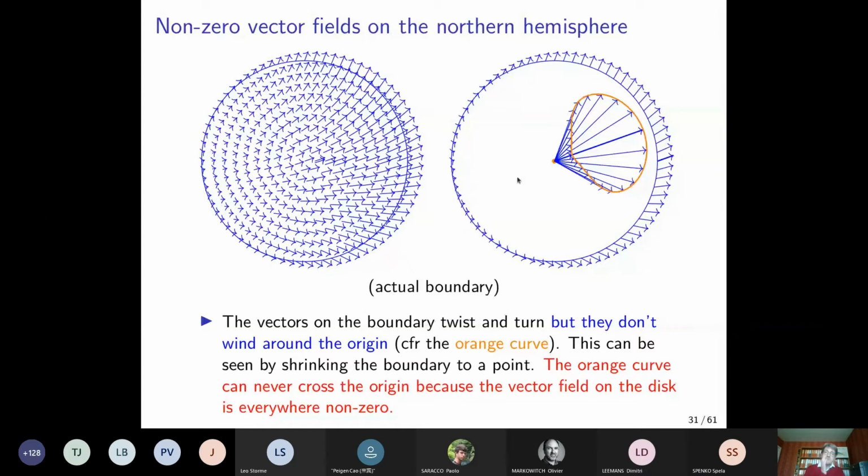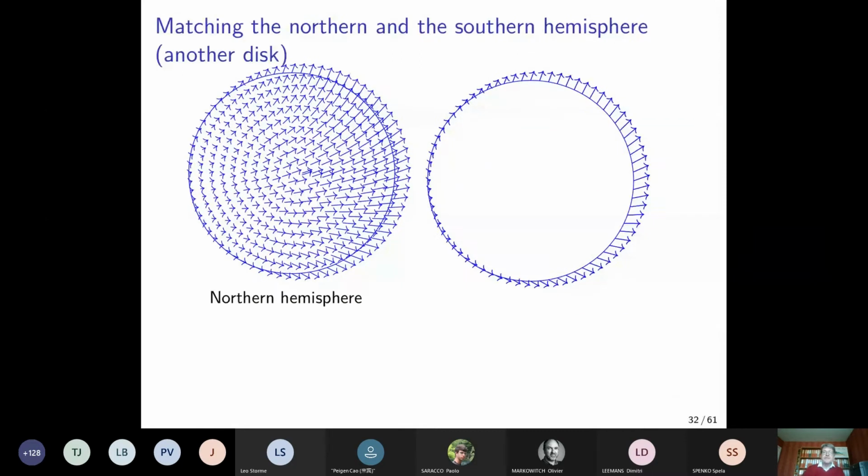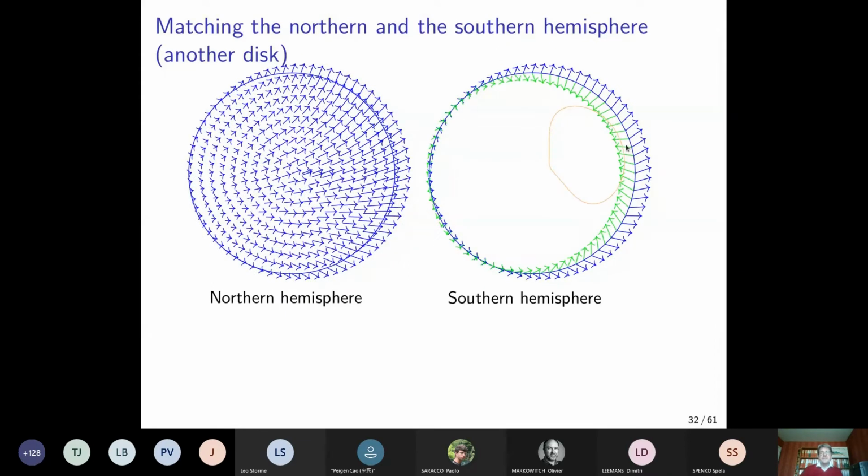Okay, so we understand what happens on the northern hemisphere. Let's now look at the southern hemisphere. So recall the people on the southern hemisphere, they saw everything on the equator upside down. So this means they're going to see a mirror image of the tangent vectors as seen by the northern people, and mirror image here will mean that it has to be reflected with respect to the circle. So the green vectors are obtained from the blue vectors by reflecting with respect to the tangent line of the circle.